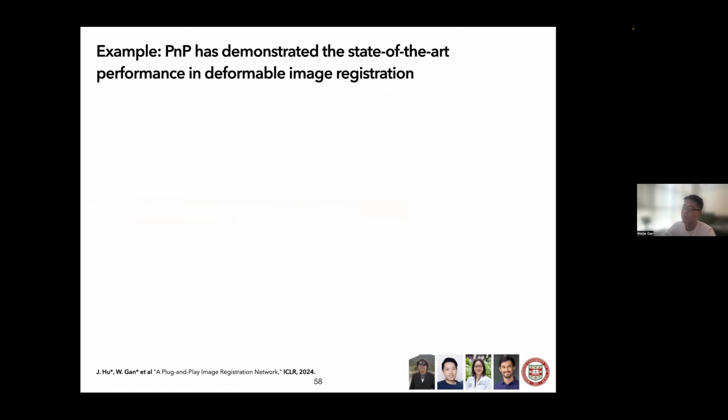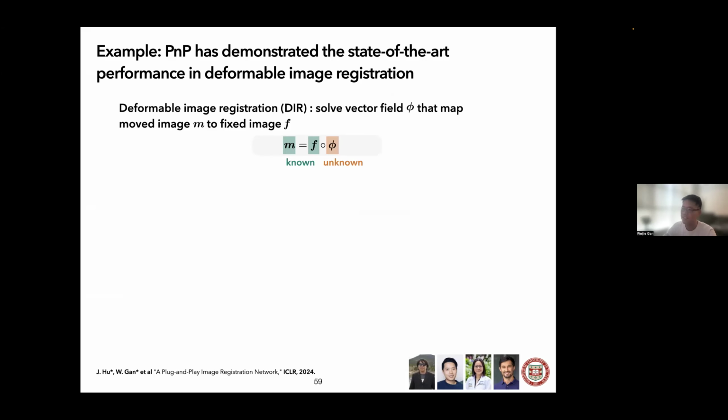Another example of plug and play I would like to highlight is that we also applied this algorithm to deformable image registration, in a paper at ICLR, actually a couple of days later. So here's just an example, and I will walk you through it. The idea of deformable image registration is to solve for a vector field that maps the moving image to the fixed image.